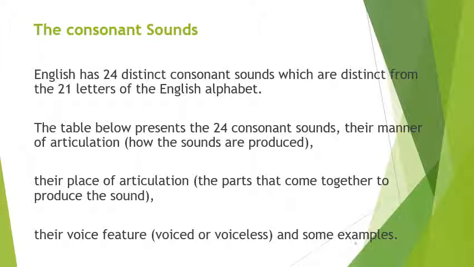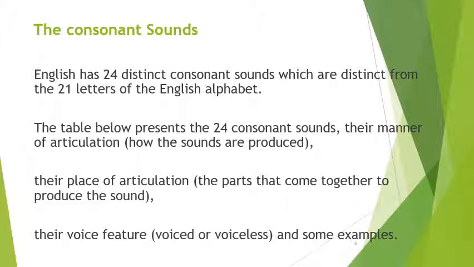slides. We can see that in the table below, which presents the 24 consonant sounds and their manner of articulation, that is, how sounds are being pronounced. There are three yardsticks of differentiating between consonant sounds themselves. The first one is called manner of articulation, that is, how sounds are being produced, how you make use of the speech organs to produce the sounds. Speech organs we have taken in the previous slides.